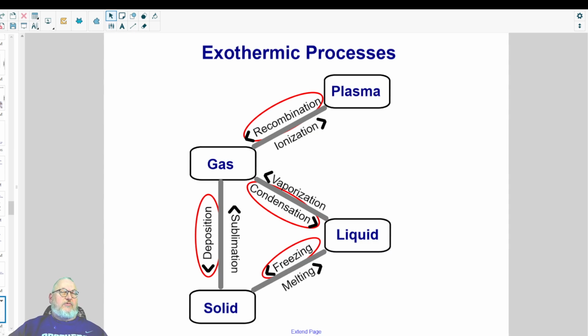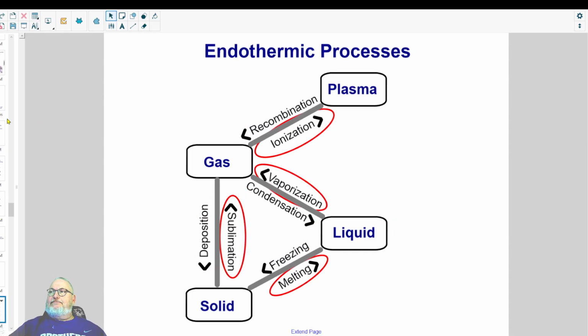But we could go from plasma to a gas, and we're recombining some things. And these are all exothermic processes: recombination, deposition, freezing, condensation. Those are exothermic. Endothermic is the opposite. When we go from a gas to a plasma, that's ionization. It's endothermic. Vaporization is endothermic. Sublimation, endothermic. Melting, endothermic.